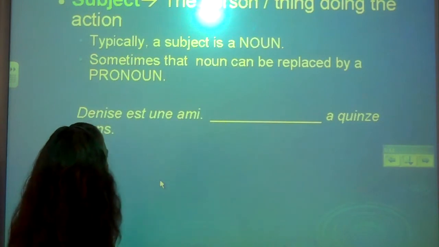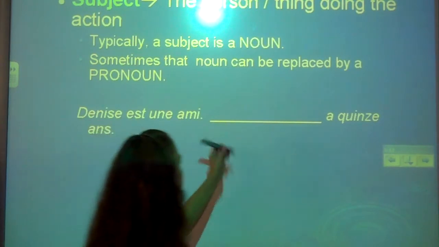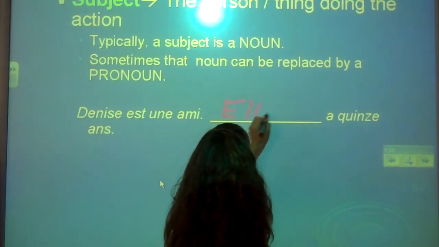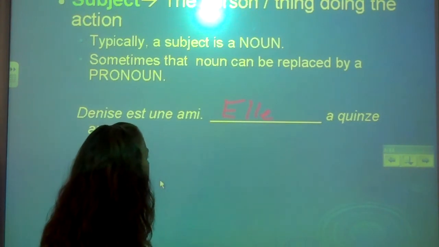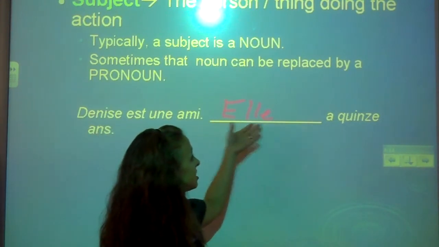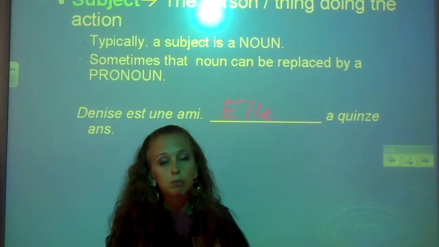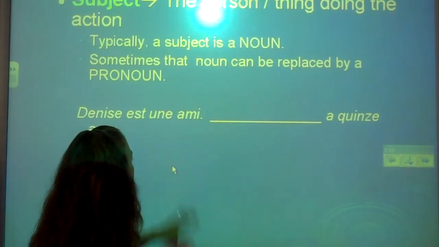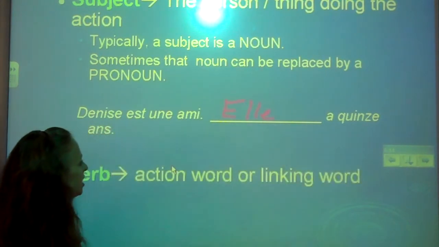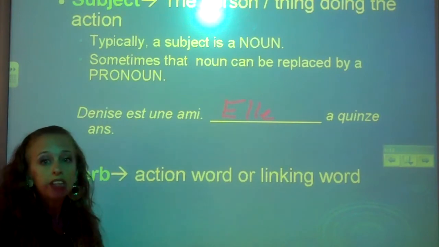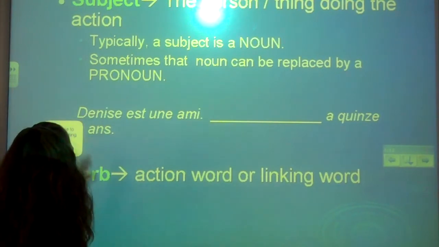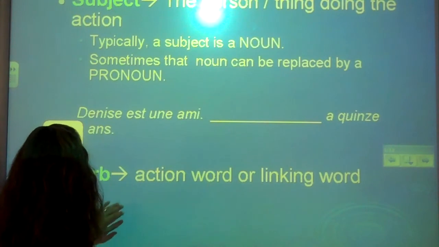Denise est une amie. Remember seeing the sentence, elle a 15 ans, she is 15 years old? Now we could say Denise is 15 years old, or we could use a pronoun to say she is 15. Now a verb is an action word or a linking word in our sentence. So all sentences have a subject and a verb.